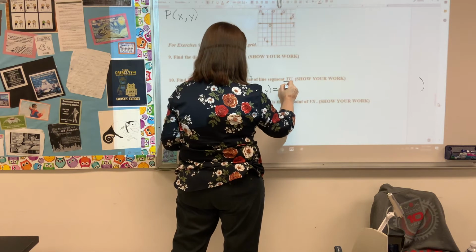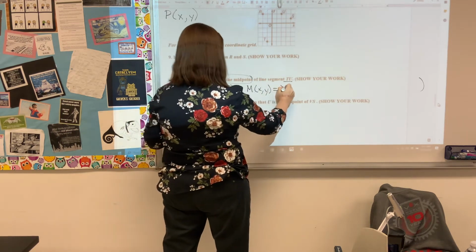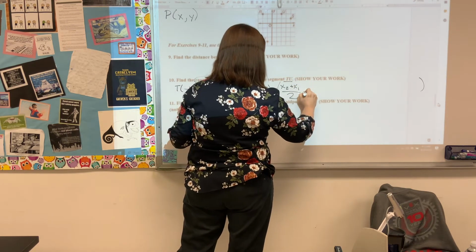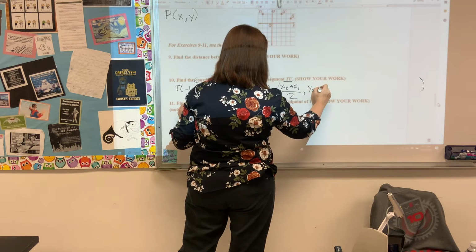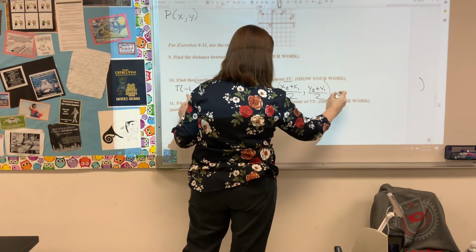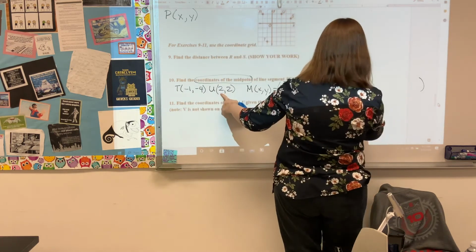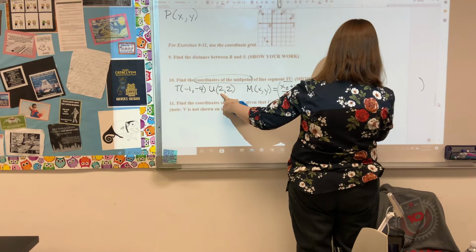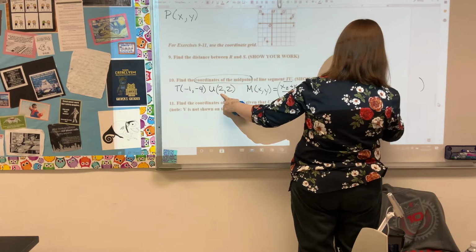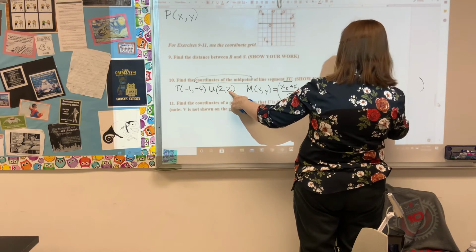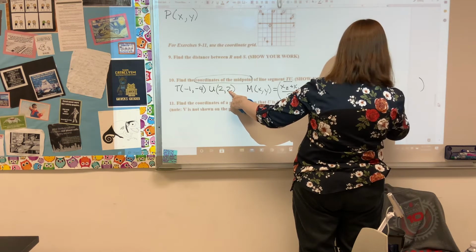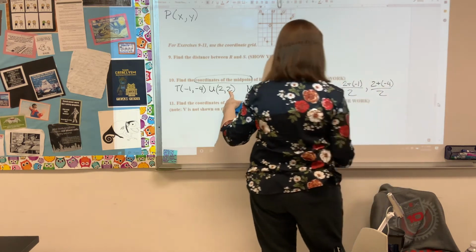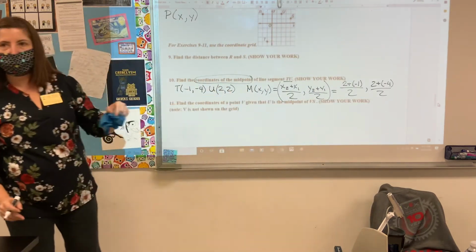And I know that I can add my x coordinates together. That's my x, and divide by 2, and y, divide by 2. So I have 2 plus -1 over 2, and 2 plus -4 over 2. Do we follow so far?